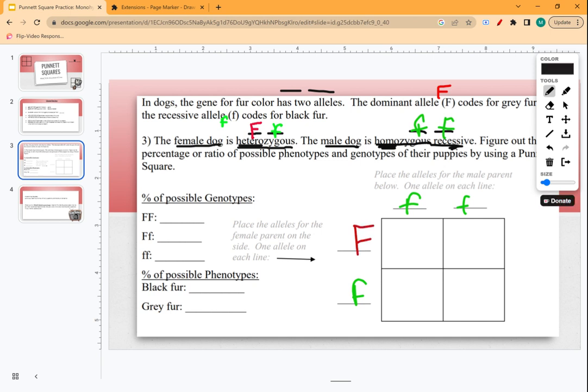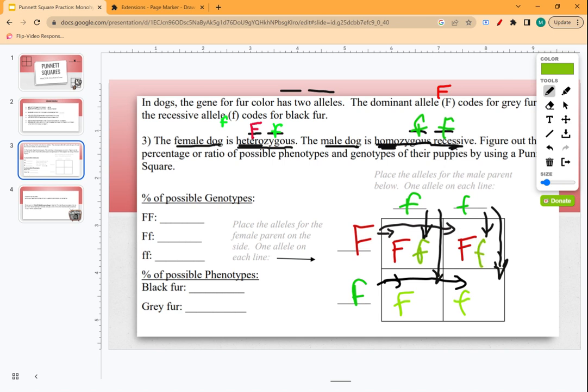So now when we cross them, we're going to make sure that it goes all the way across to each of those Punnett Square squares, as well as the male dog's alleles, right? Because you're getting one from each of your parents. So those are your final offspring, right?